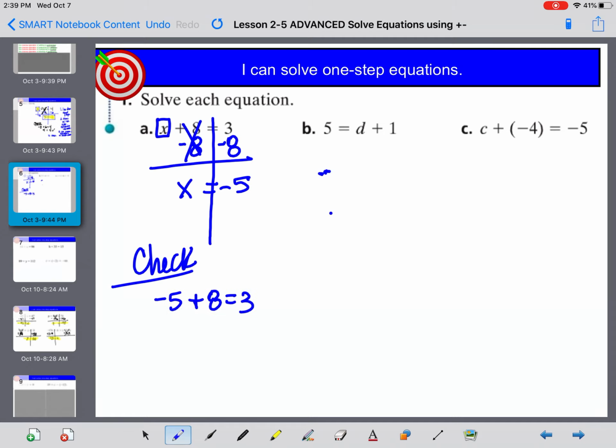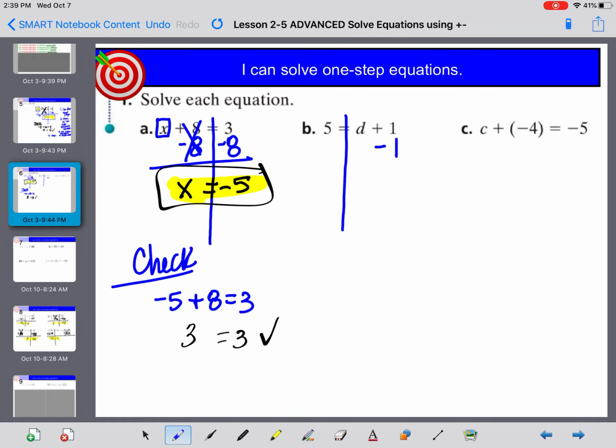Negative 5 plus 8, does that equal 3? Well, I have a negative and a positive, so I subtract, and I give the sign of the bigger absolute value. So 3 equals 3. That is true, so that means negative 5 does make the equation true. Letter B, draw a line down the equal sign. This time my variable is on the right-hand side, so I'm going to start on the right.